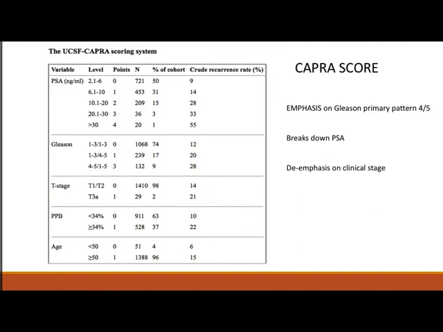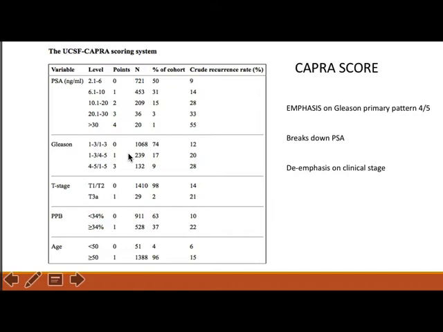So how else can we stratify intermediate risk? There's a CAPRA score out of UCSF. This is a very good tool, and you can see there how it's broken down. PSA is now stratified into a point system, okay? So that means that even if your PSA is over 10, you don't automatically get lumped into intermediate risk, but you rather get a score of 2.